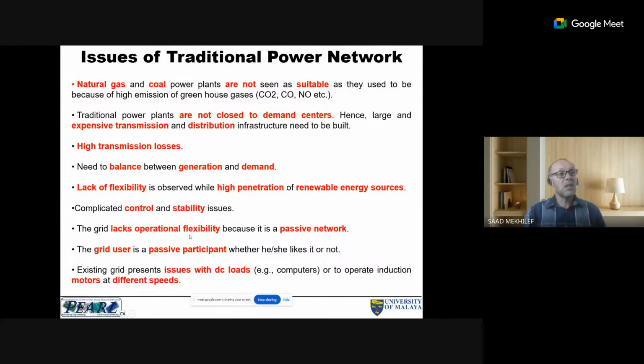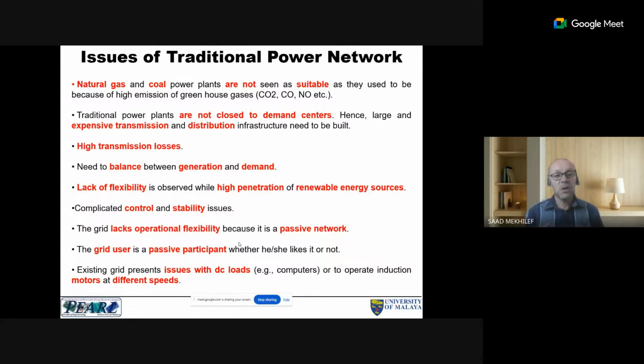So what we need is to balance between generation and demand always. So that's the issue. When you have a high demand, then you turn on your gas generators, you turn on your nuclear power plants, or you turn on your coal power plants. But as I said, this grid has served a lot. And one of the issues is a lack of flexibility.